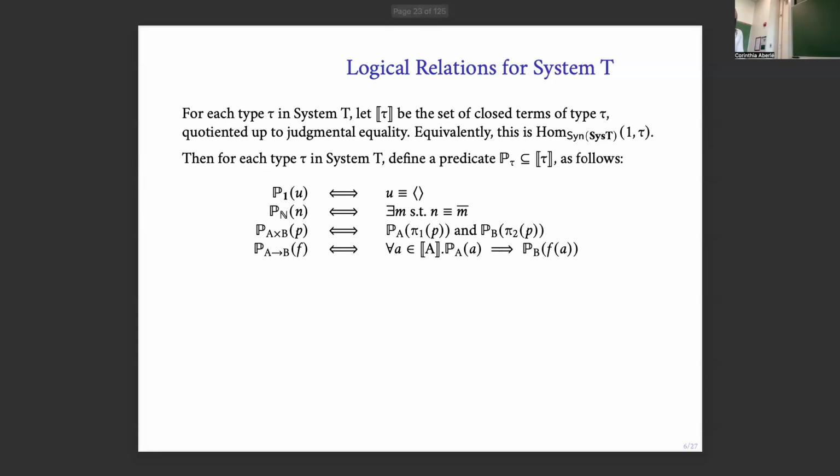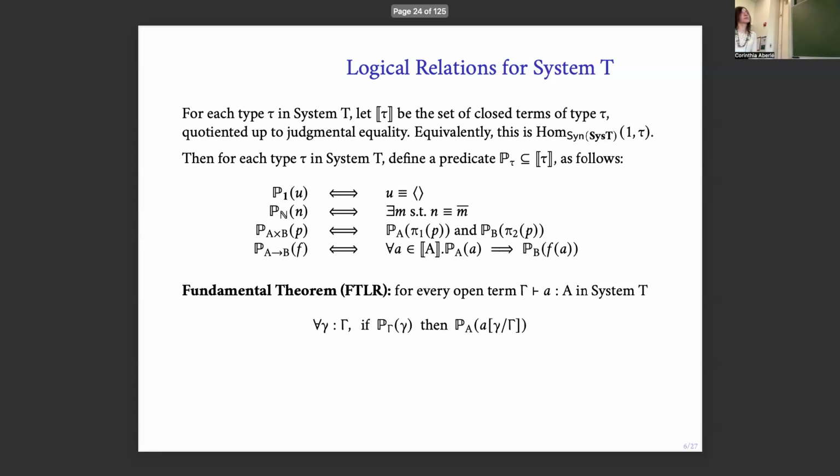And then this is probably the most interesting one: an element of a function type is in the predicate for the function type if for all equivalence classes of closed terms of type A that are in the predicate defined at A, the result of applying f to little a is in the predicate for B. And so then once we've defined this, we get the fundamental theorem of the logical relation.